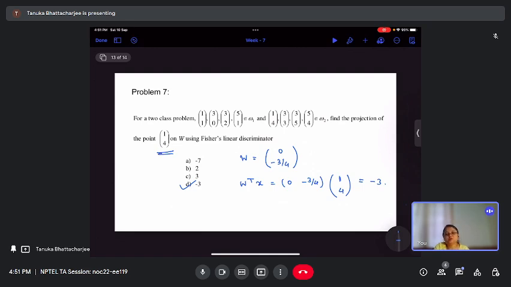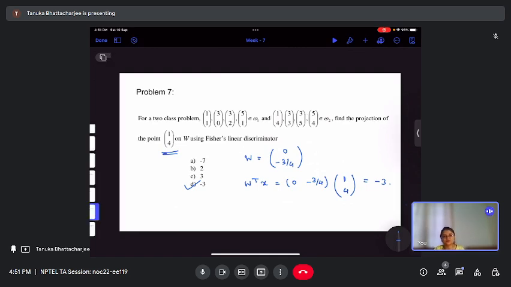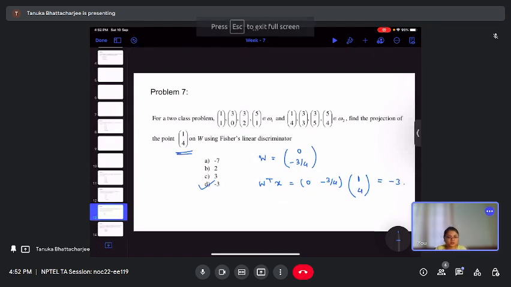So, this way you can compute the projection of all the points in the projected space. If you do that, then you will get one dimensional representations of all the data points, and those projections will be the ones such that the intra-class scatter among them is the minimum, whereas the inter-class scatter among them is the maximum. Okay. And this 14 is projected to minus 3. Okay. I hope this is clear to everyone. If you have any question, you can raise it at any point.